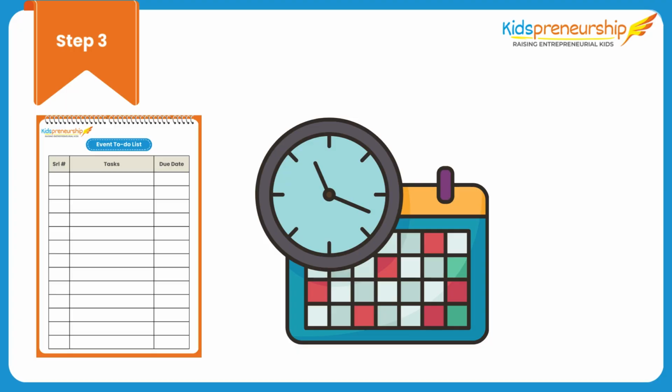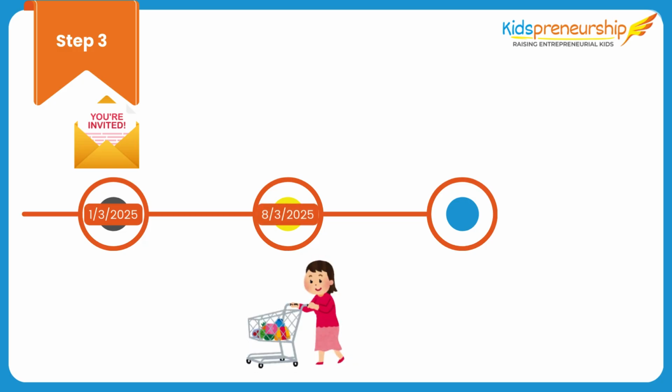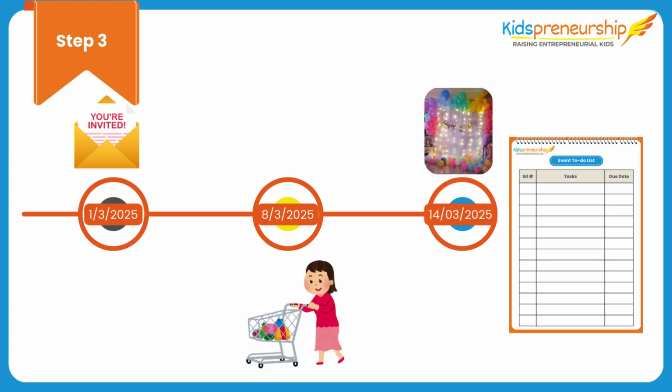Put timelines against each of the to-do items. A timeline helps you see when each task needs to get done. This makes sure you're not rushing around at the last minute. For example, you might need to send out invitations 2 weeks before the event, buy decorations 1 week before, and on the day of the event, make sure everything is set up at the location. You can use your timeline template to plan everything step by step so that nothing sneaks up on you. Each time you complete a task, you get the satisfaction of crossing it off your list.